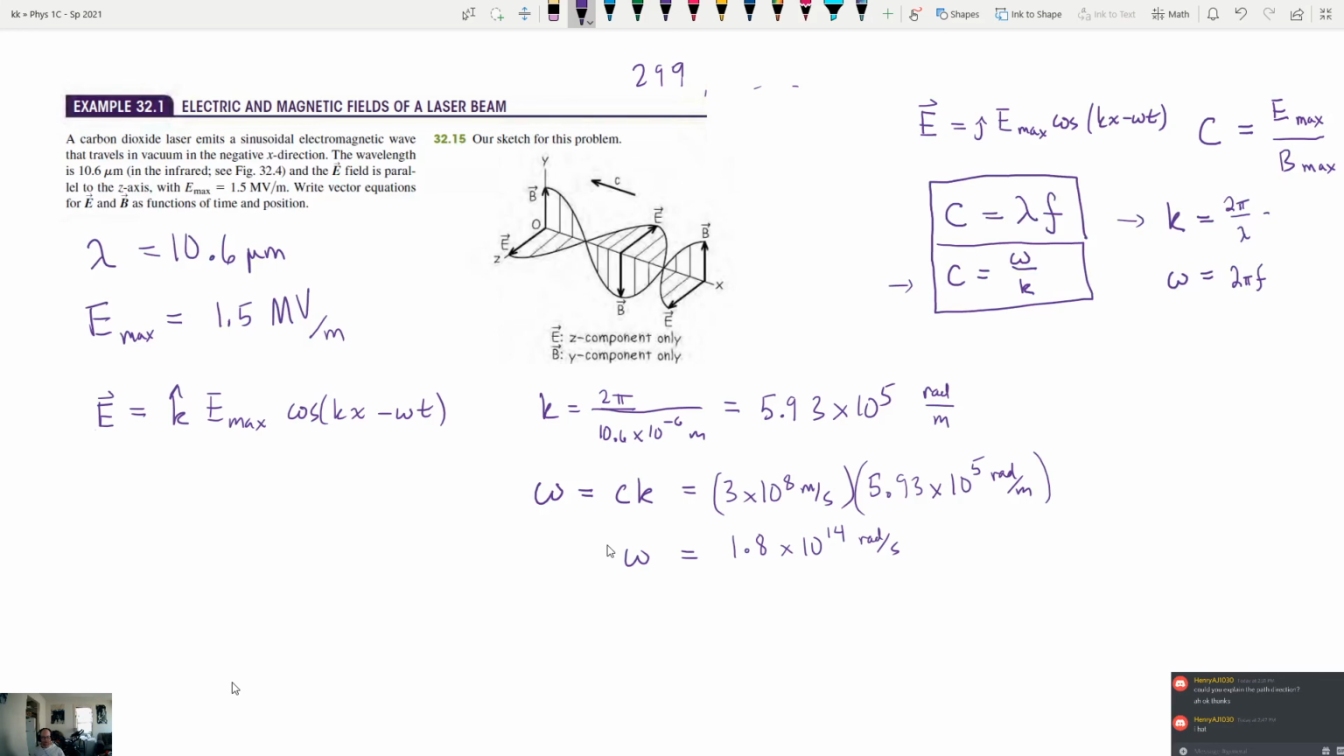Yeah. So I think we can now write down what the electric field is, up to a negative sign at least. This is going to be k hat times Emax, which was given as 1.5 megavolts per meter. We'll just put that in here. Cosine of kx, so k is that.